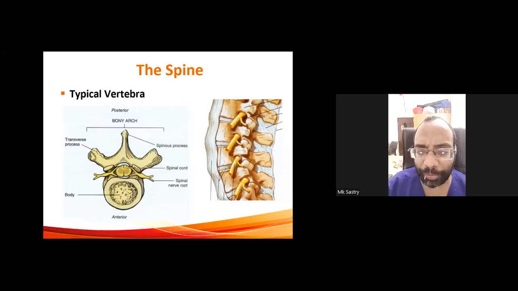This is a typical vertebra, you can see. The transverse process, the spinal cord, which is after the transverse process, and the body. And that is a nerve root. So now you can understand why it is very difficult to treat a nerve root if you don't do it carefully, if you do chiropractic and all.